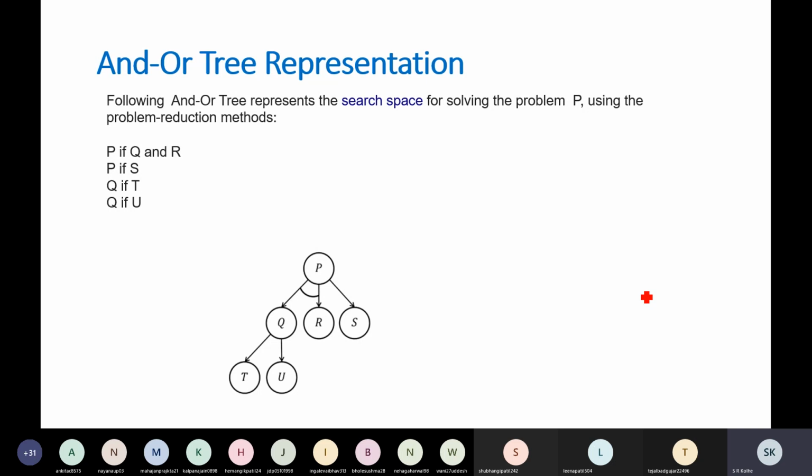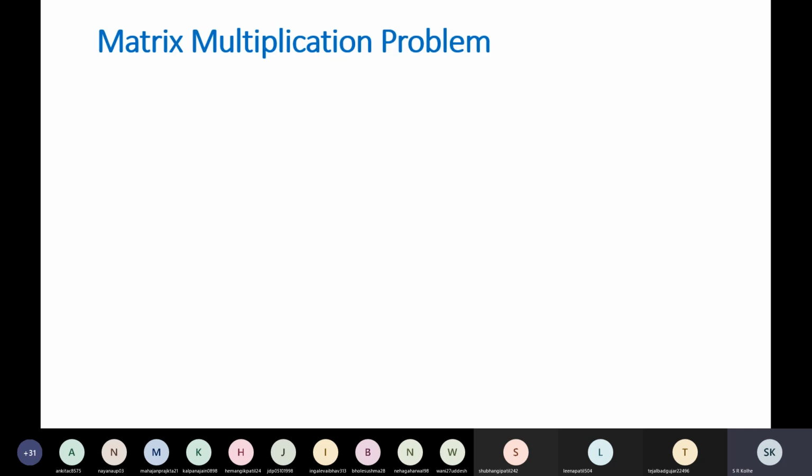Now to understand this in detail from an implementation point of view, let us consider the example of the matrix multiplication problem. Suppose we have a set of matrices: let we have matrix A1, matrix A2, up to matrix AN. So we have this set of matrices.